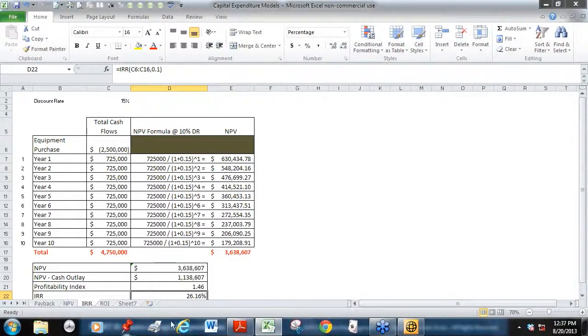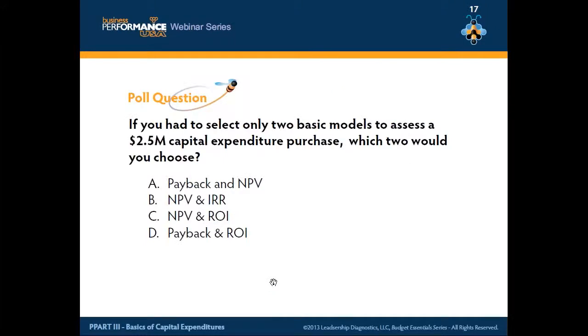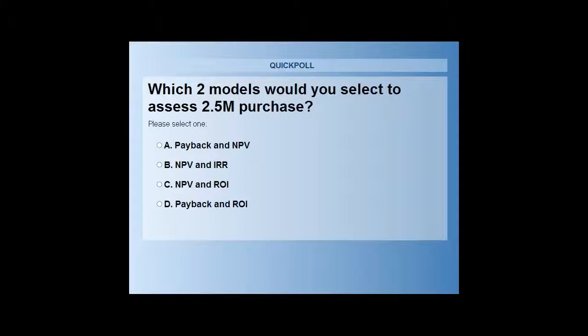All right. Briefly, within the next few minutes, we have another polling question before we get to the next section. So, Cynthia, I'm going to turn it over to you for the next polling question. I had to word the question a little bit differently, but it means the same thing. Which two models would you select to assess a $2.5 million purchase? Go ahead and mark A, B, C, or D.